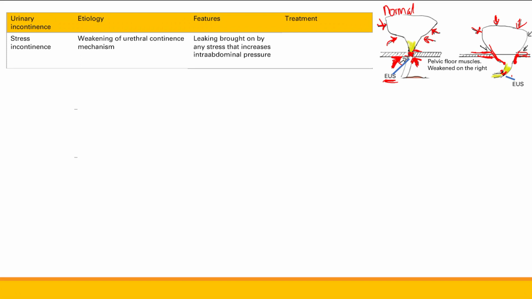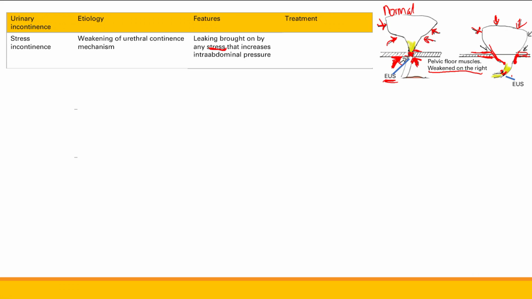So stress incontinence is leakage brought on by any stress that causes intra-abdominal pressure, and that's because the patient has a weakening of their urethral continence mechanism, due to weakened pelvic floor muscles. Now, any stress, what do I mean by that? Stressing includes things like coughing, sneezing, and jumping. All that can increase your abdominal pressure.